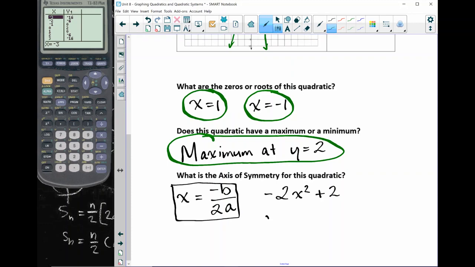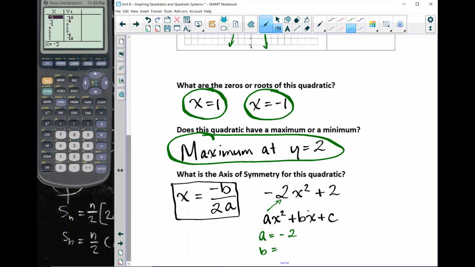And remember, quadratics are in the form ax squared plus bx plus c. Well, my a is negative 2. My b doesn't exist. I have no number in front of just a plain old x, right? So b equals 0. And my c would equal positive 2, right? I don't technically need to write that positive. I just need to know that it's positive 2.